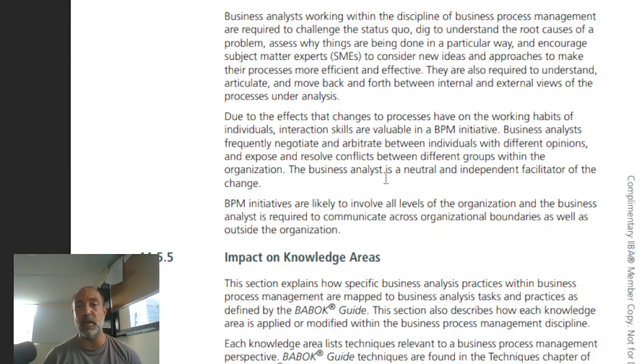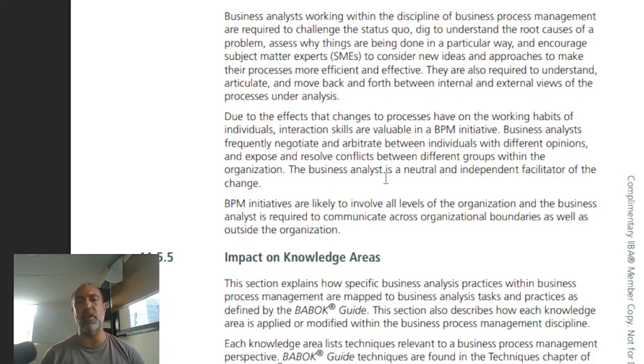They also require to understand, articulate, and move back and forth between internal and external views of the process under analysis. So imagine it this way: a business analyst's job is to take everyone and show them things in different ways from different places.